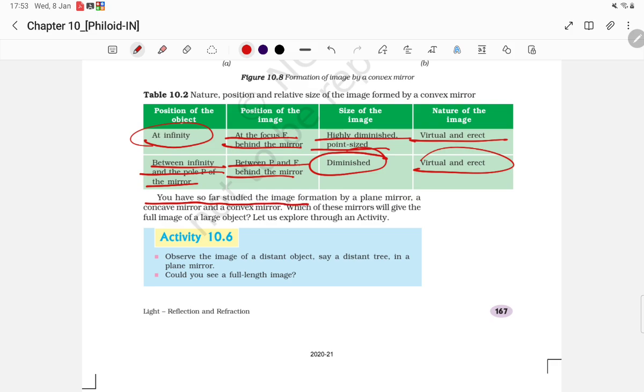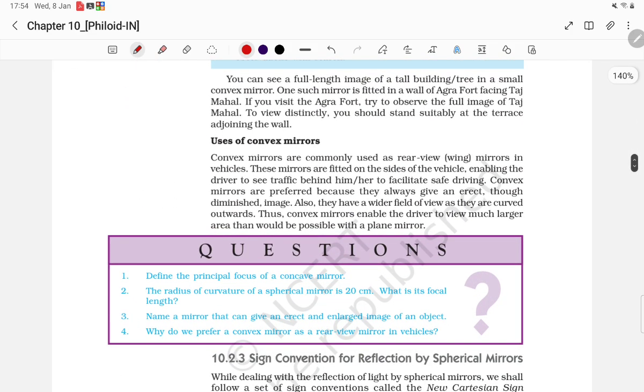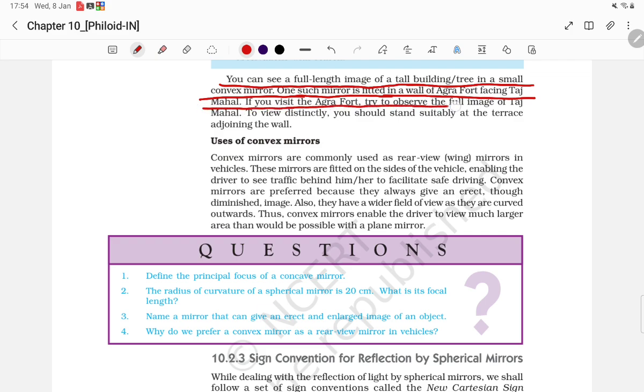You have so far studied the image formation by the plane mirror, the concave mirror and the convex mirror. Which of these mirrors will give the full image of a large object? Let us do the activity. You can see the full-length image of a tall building or tree in a small convex mirror. One such mirror is fitted in the wall of the Agra Fort facing the Taj Mahal. If you visit Agra Fort, try to observe the full image of the Taj Mahal. To view it correctly, you should stand suitably at the terrace adjoining the wall.